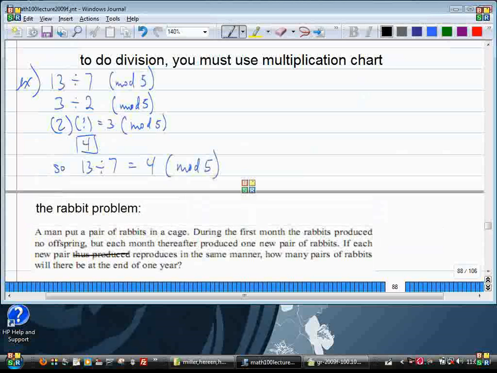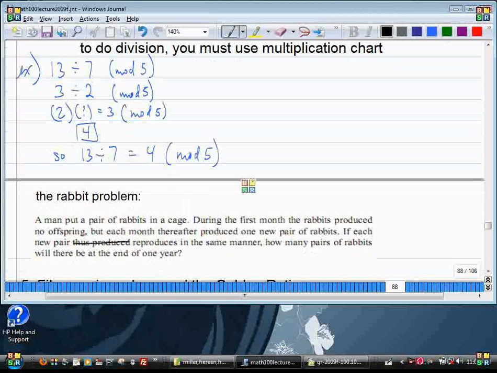So let's think about this. How does this go? So initially, the question is how many pairs are there? Initially, there's one pair. Okay. 1 month later, how many pairs are there? Still one pair, because they didn't have any offspring.